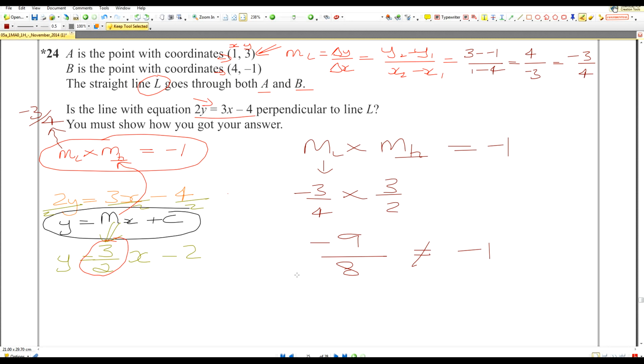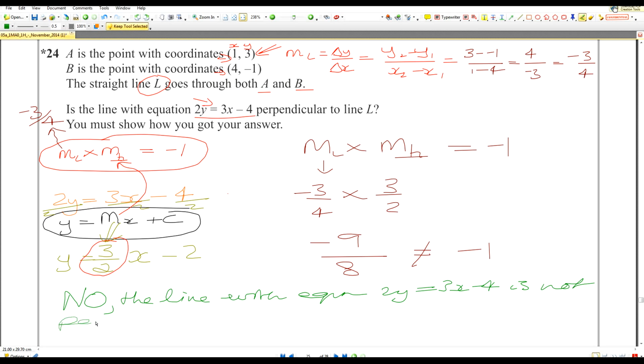In order for two lines to be perpendicular to each other, when you multiply their gradients, you must get minus 1, and we have obviously not got minus 1. So our conclusion to this particular question is: the answer is no. The line with the equation 2y is equal to 3x minus 4 is not perpendicular to line L.